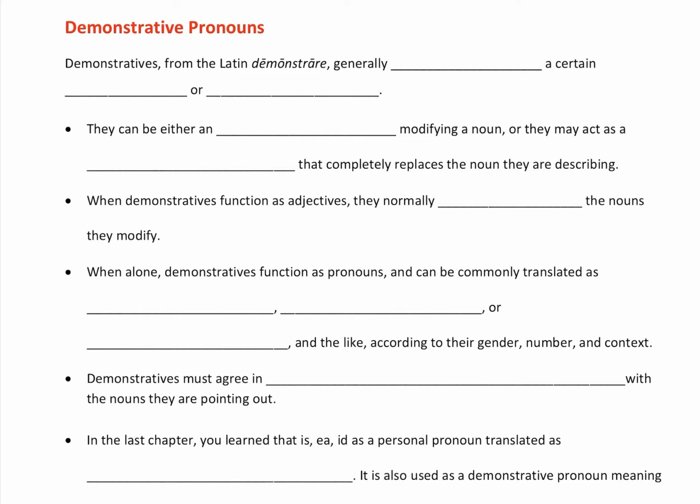Okay, let's start with demonstrative pronouns. So demonstratives, that word comes from the Latin verb demonstrare, which means to point out. A lot of our English grammar terms come straight from Latin words, and they generally place special emphasis on or point out a certain person or object, which makes total sense with the Latin word that they come from.